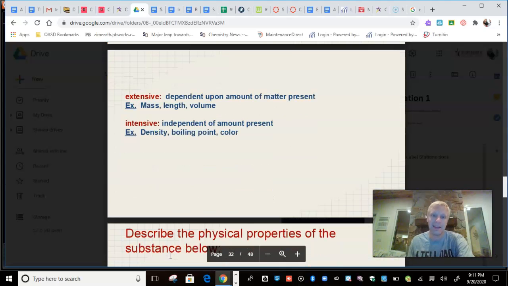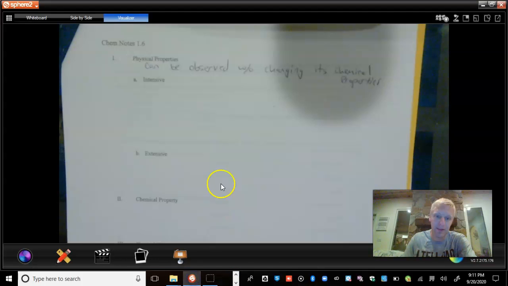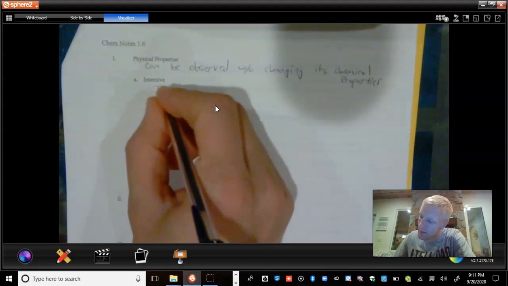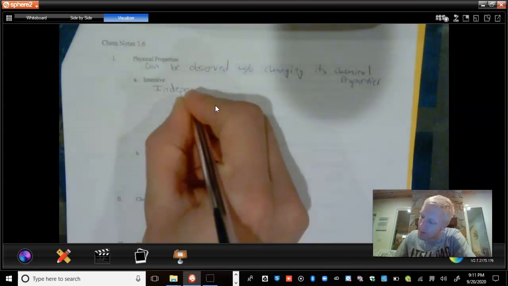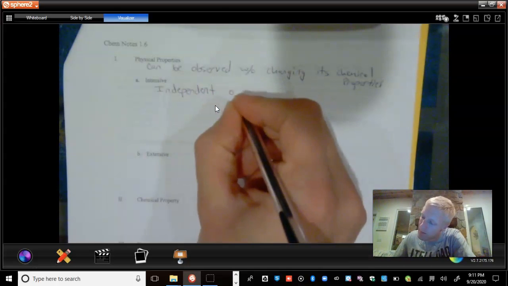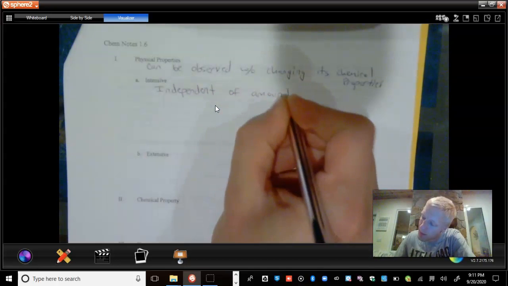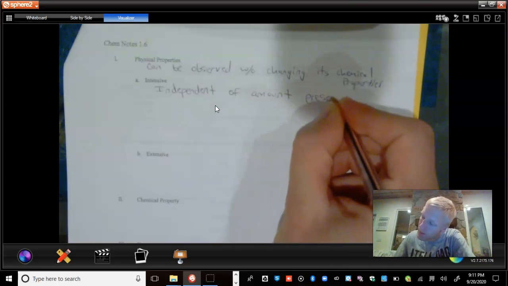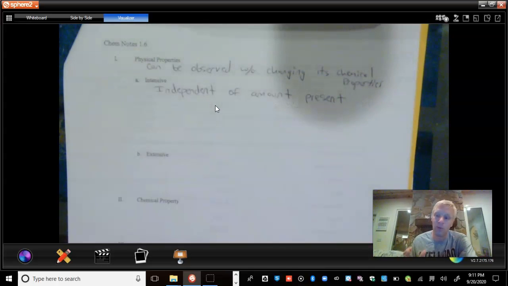So we'll start with intensive, which is independent of the amount present. Independent of amount present. So what that's saying is whether you got 1,000 grams or just 1 gram of the substance, that physical property is not going to change.